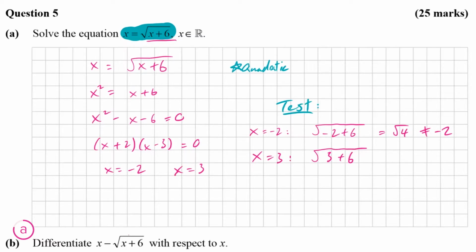And when we plug in x is equal to 3, we're going to get the root of 3 plus 6. So root 9, which is actually equal to 3. So the solution to this part A is x is equal to 3. And that's our final answer. If we're doing this properly, remembering to test your answer and coming to the conclusion that x is equal to 3 is what you need, you will get 10 marks.